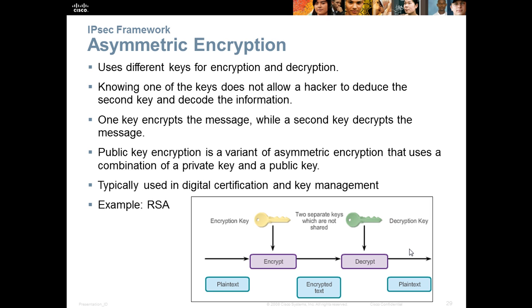Asymmetric encryption basically uses two different keys for encryption and decryption of data. In asymmetric encryption, knowing one of the keys does not allow a hacker to deduce the second key and decode the information. One key is used to encrypt the message, while a second key is used to decrypt the message. Public key encryption is a variant of asymmetric encryption that uses a combination of a private key and a public key. Asymmetric encryption is typically used in digital certification and key management. One major example is RSA.